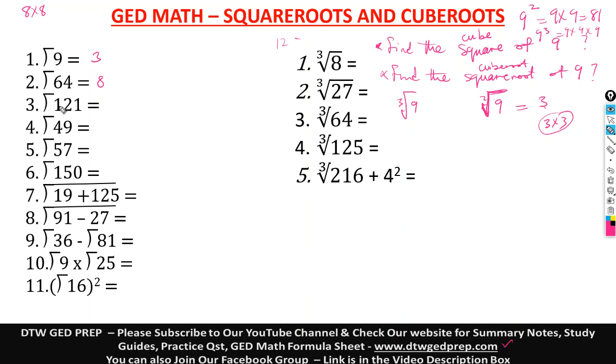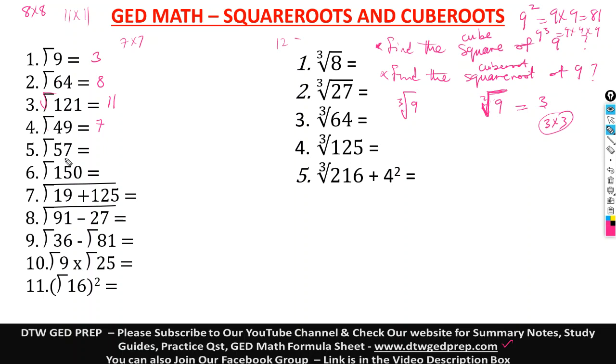Okay? Now, what is the square root of 121? Whenever you see this sign, it means you should find the square root of the number. 121 is what? 11. Because when you do 11 times 11, you get 121. So this is 11. This is a perfect square. 121 is a perfect square. Now, what is the square root of 49? The square root of 49 is 7, because when you do 7 times 7, you get 49. So it is 7.